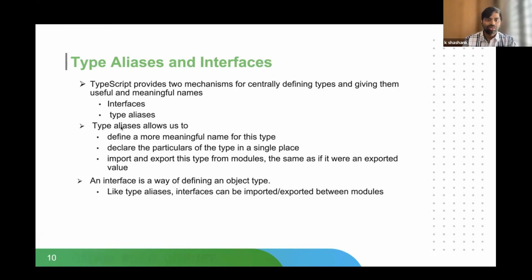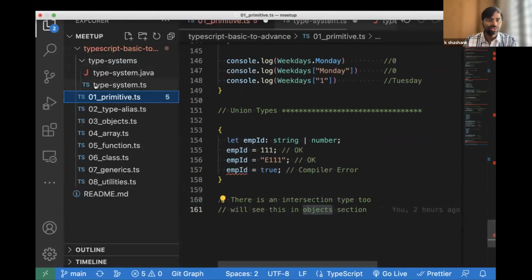Talking a little bit about type aliases, they define a more meaningful name for a type, declare the particulars of a type in a single place, and can be imported and exported across modules. This helps us with reusability and modularity. Interfaces have similar capabilities. Interfaces can be extended, but types cannot, so we have that kind of difference. Let's have a look at some examples.